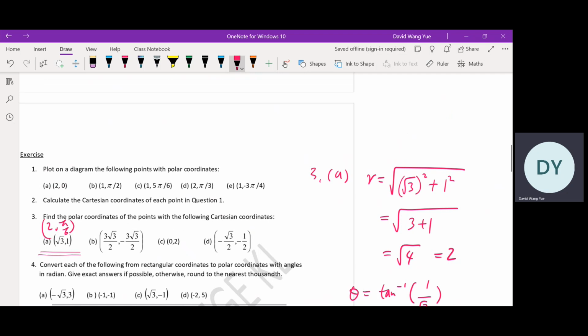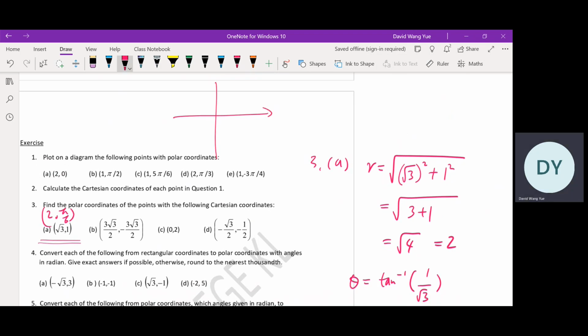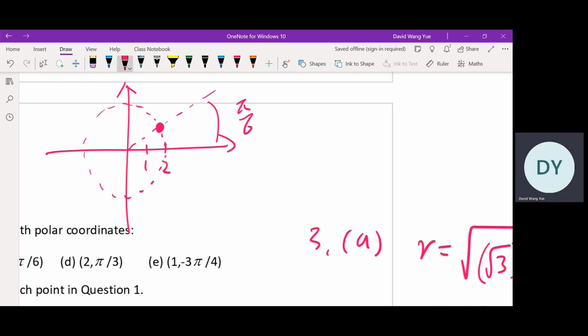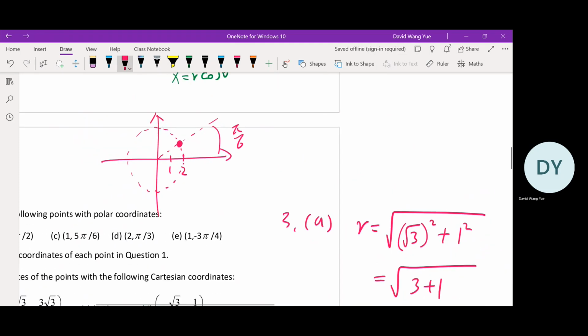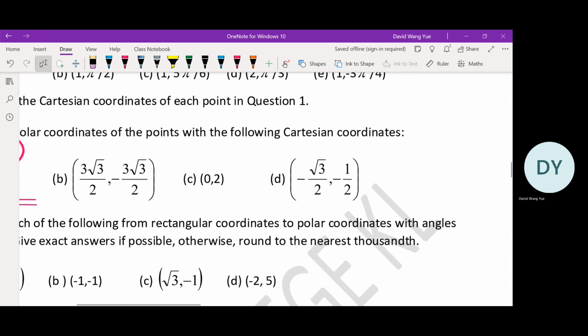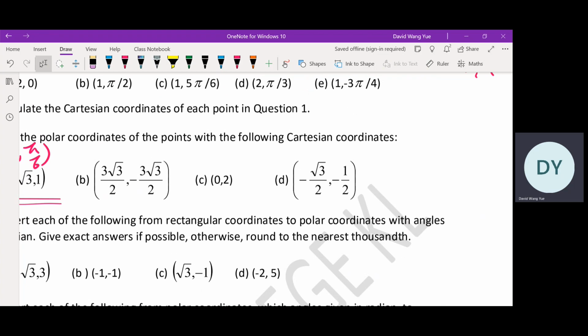Okay, and if you need to label that, you can use a compass to draw a circle with a radius of 2, and then you find the angle that is pi/6, 30 degrees, and this is the point. Now, come to the second one.